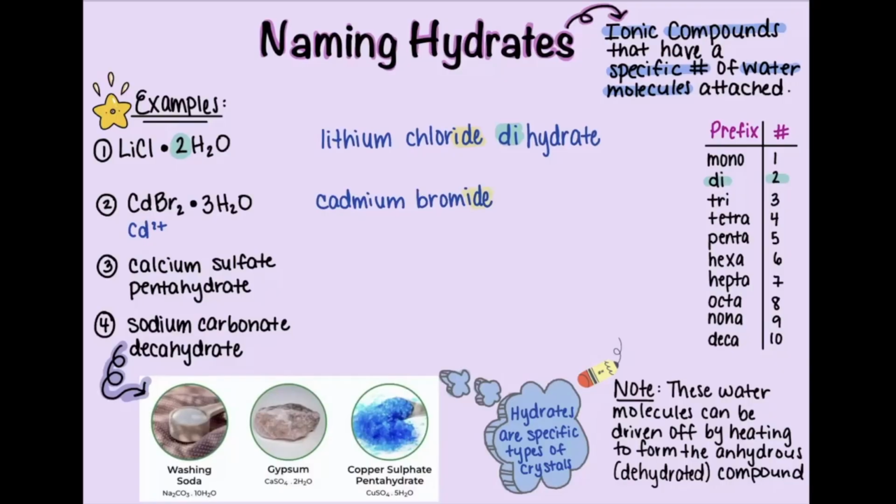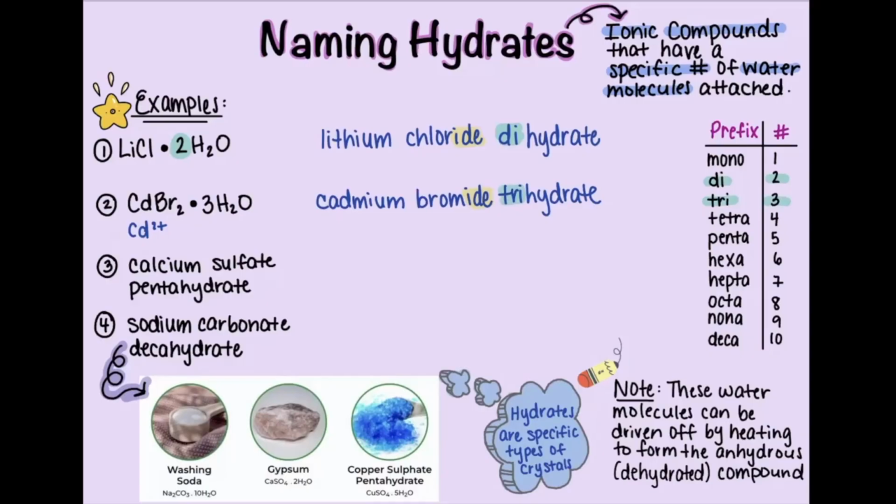But now we look at the water. There are 3 water molecules, right? So the prefix for 3 is tri. So the full name for this hydrate is cadmium bromide trihydrate. Now let's try 2 examples where we are given the name and we need to write the formula.